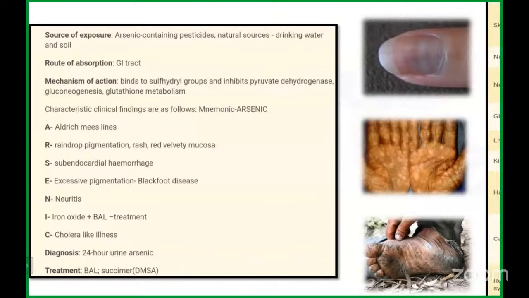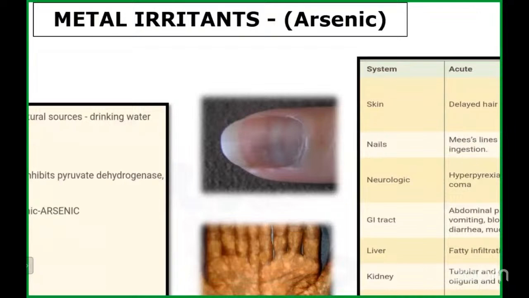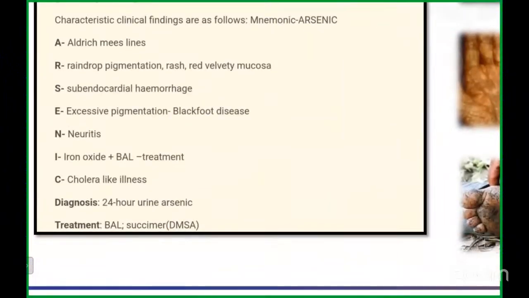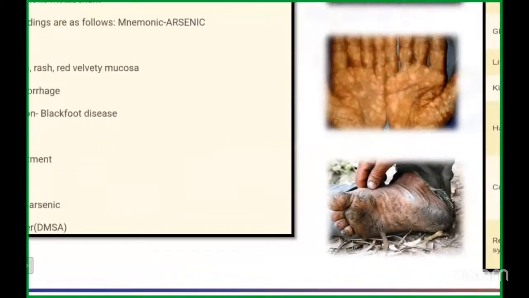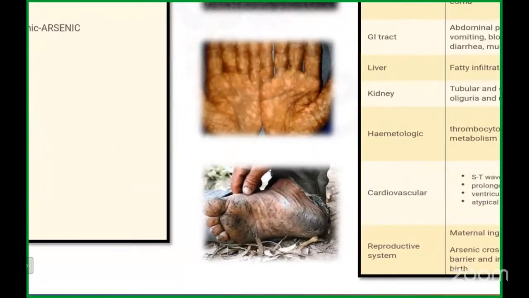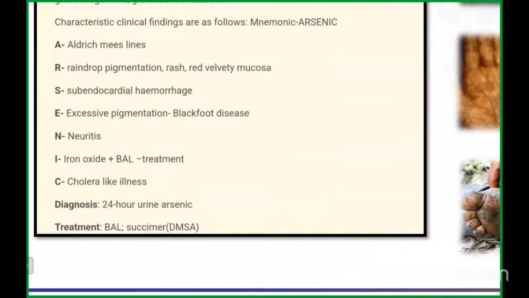The characteristic findings are given by the mnemonic ARSENIC, where A is Aldrich-Mees lines. You can clearly see these transverse bands of white and pink lines that you find on the nail. This is Aldrich-Mees lines. R for raindrop pigmentation. You can clearly see the hands of this patient. This is showing raindrop pigmentation. Rash, red, velvety mucosa. S for subendocardial hemorrhage. This is one of the only toxins which can cause subendocardial hemorrhage. I'll tell you to mark this point and keep it registered in your memory.